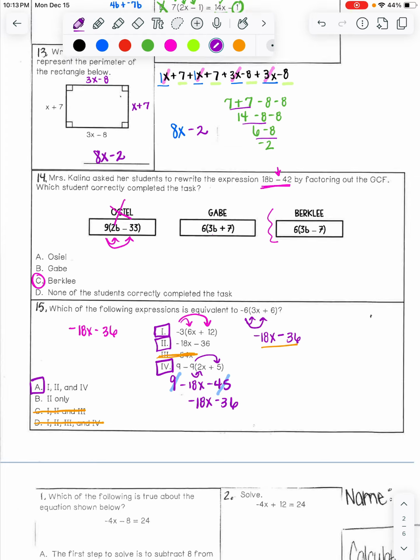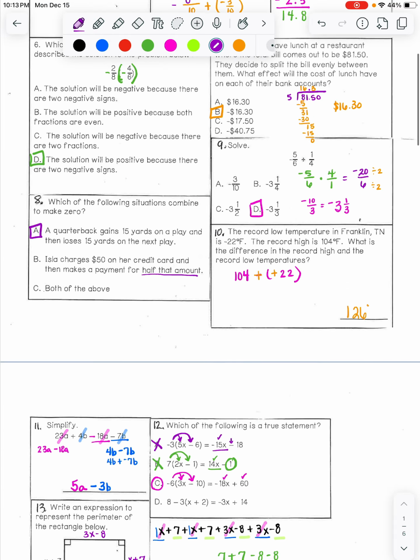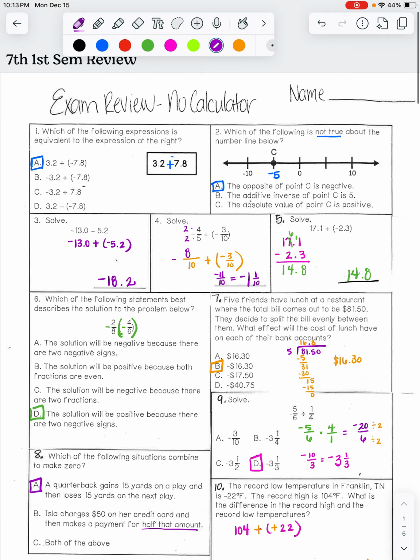Okay, so that is the portion, again, that you will not be allowed to use a calculator on. Those 15 questions.